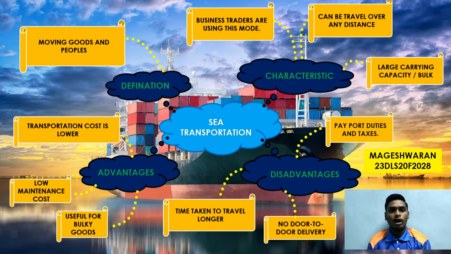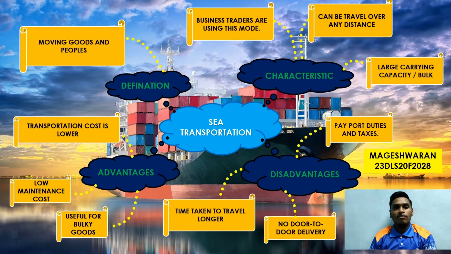Now I am going to explain about sea transportation. Sea transportation means the method of transporting goods and people using watercraft, for example boats, ships and so on. It can travel around the globe through ships with minimal risks. The characteristic of sea transportation is that it is the most used mode of transportation among business traders. It can travel over any distance by using many types of watercraft like boats and ships. It also has large carrying capacity for bulk goods.